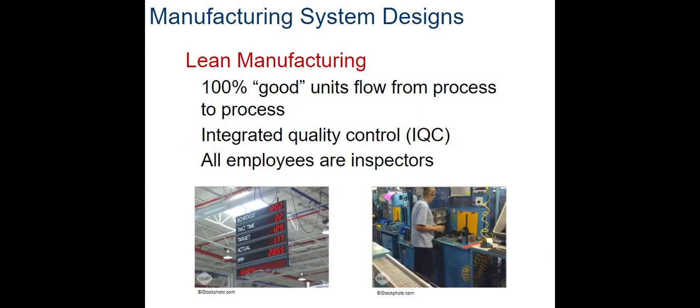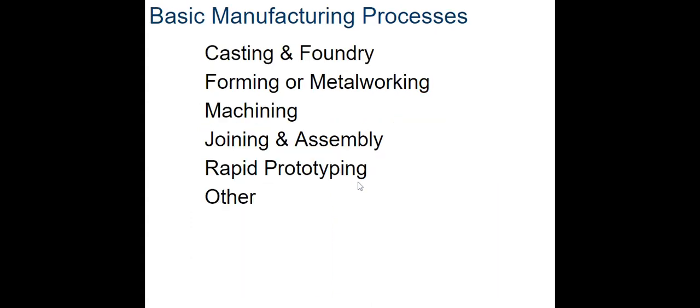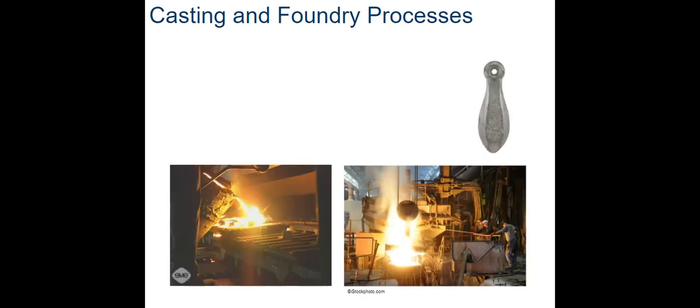Lean manufacturing is an example where 100% of the good units flow from process to process. They use what they call integrated quality control, and all of the employees are inspectors. So everybody each step of the way inspects it, and then if something's bad, they'll toss it out. There's a whole bunch of different manufacturing processes we're going to go through. We're going to go through casting, foundry, forming or metalworking, machining, joining and assembly, rapid prototyping, and some other ones.